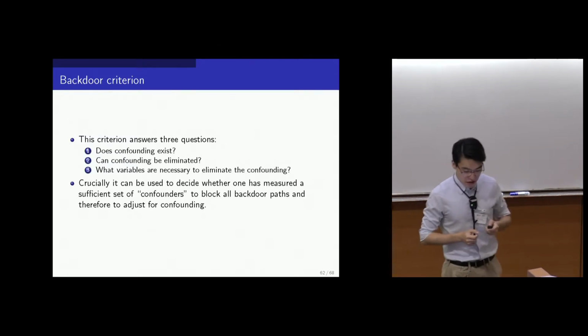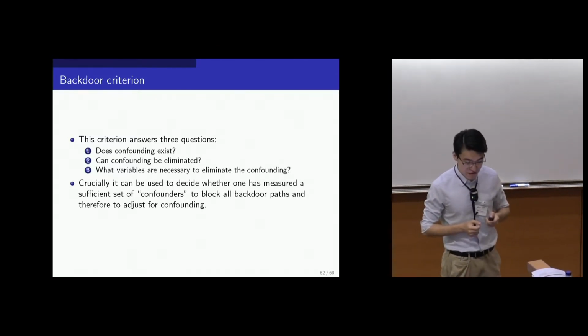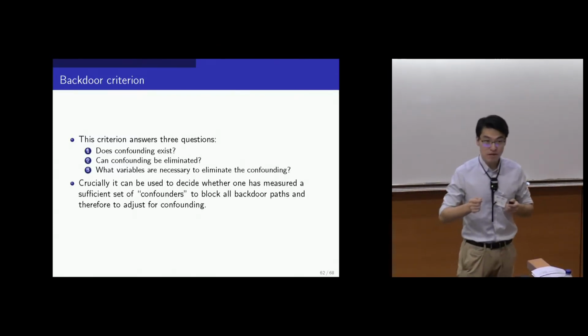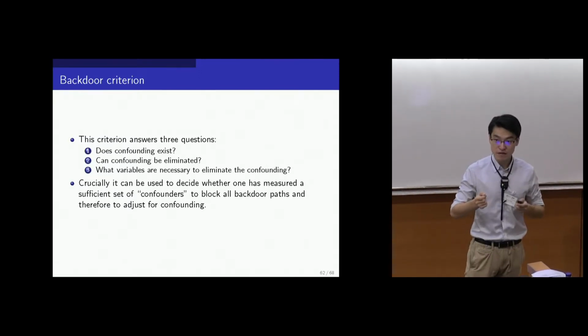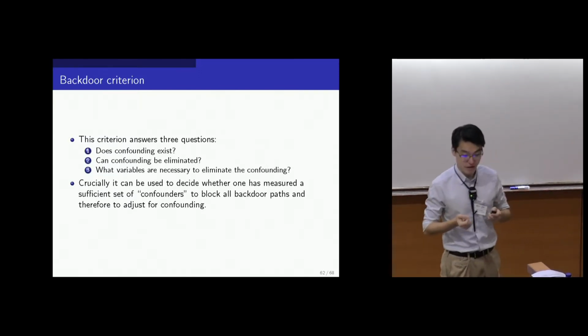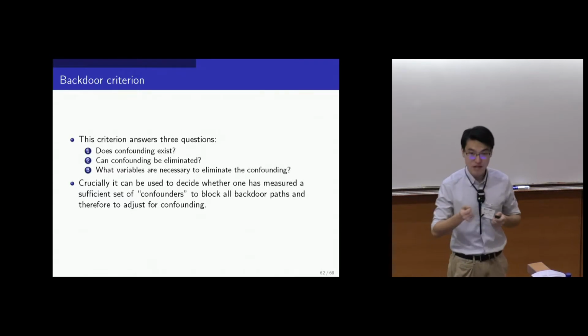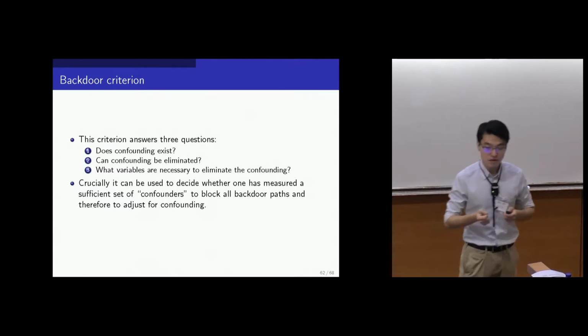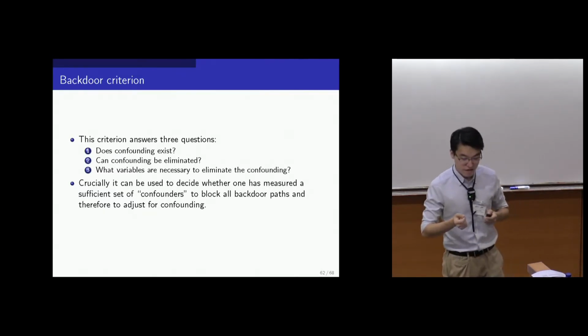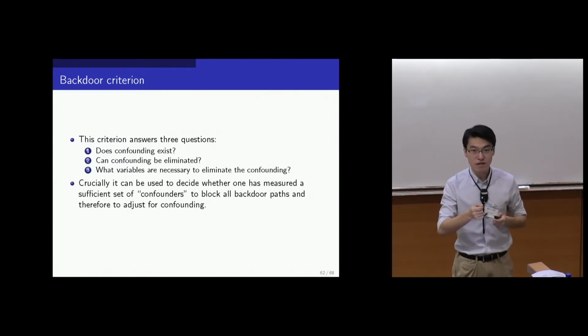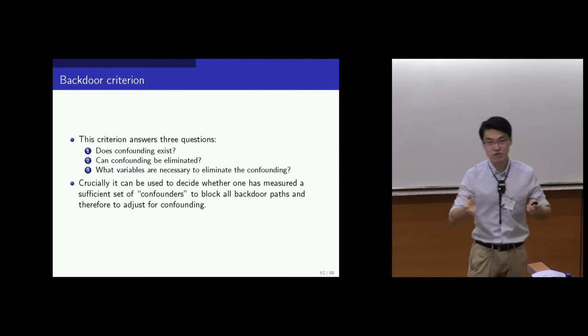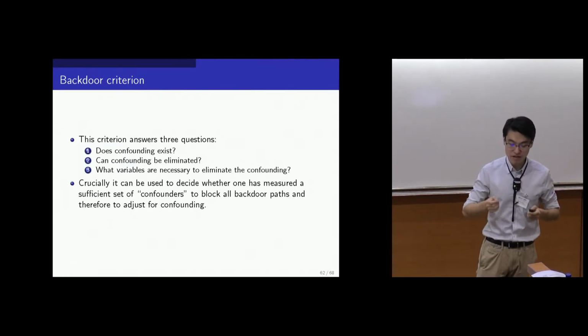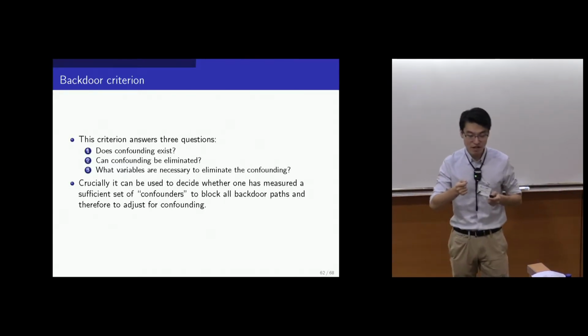So these criteria answer three questions. Does confounding exist? If there's an open backdoor path, then confounding will be there. Can confounding be eliminated? We need to identify all the variables that block the backdoor path between the treatment and the outcome. And if some of these variables are not measured in your study, then it is possible that we can never eliminate confounding.